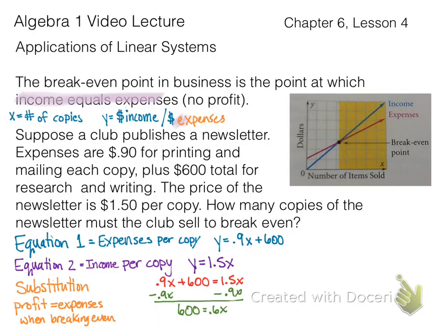Therefore, the amount we spend on making it should equal how much money we get back when people buy it. All right, so there's the first equation, and there's the second equation right there. Okay, so let's go ahead and solve for X. How many copies of the newsletter do we need?